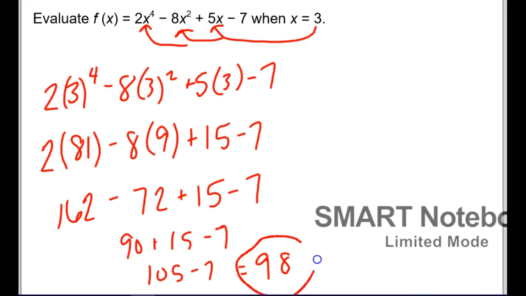So now that I've completely evaluated it, this is my final answer. When x equals 3, my function f of x equals 98.